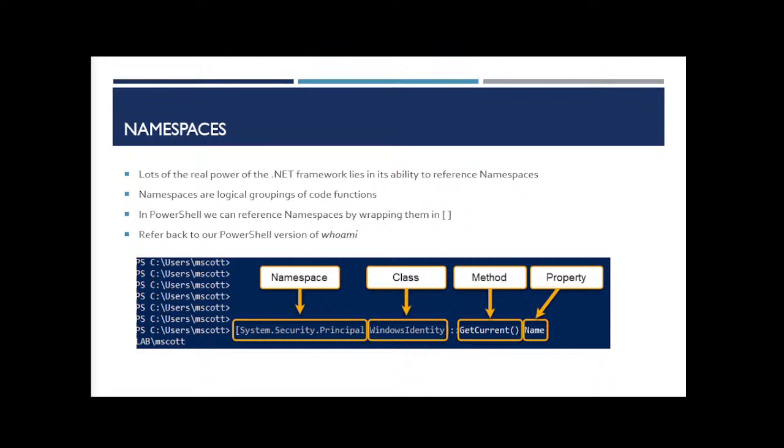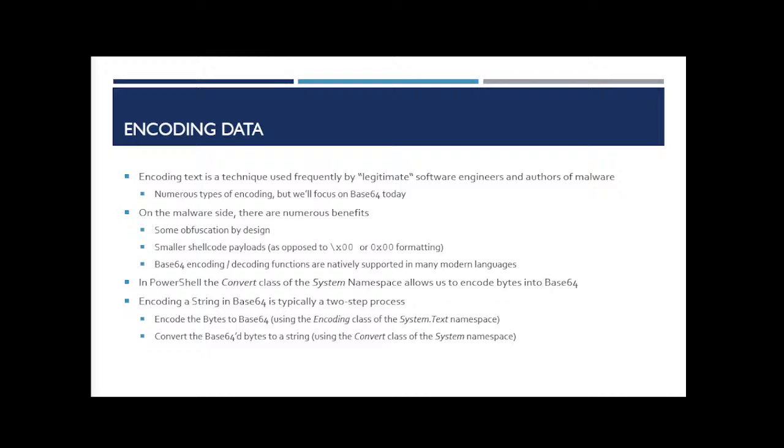Hopefully this will make a little bit of sense as we keep going. So let's discuss encoding data. Encoding is a technique that's often used by illegitimate and legitimate software engineers and authors of malware. There are numerous types of encoding. Today we're going to focus on base64. We use this quite often.